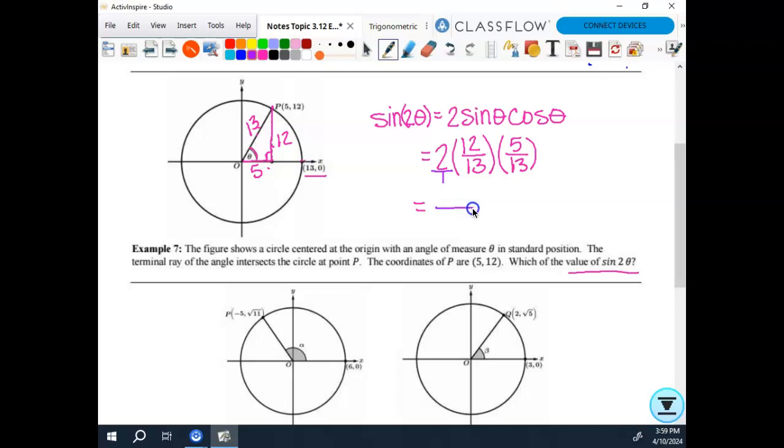So let's do the denominator first. 13 times 13 is 169. That's a perfect square. That's something you should know. Now, I could multiply 2 times 12 and get 24 and do 24 times 5, and there's absolutely nothing wrong with that. But if I multiply 2 times 5, I get 10. That's way easier to multiply, and 10 times 12 is 120. And that is my answer.